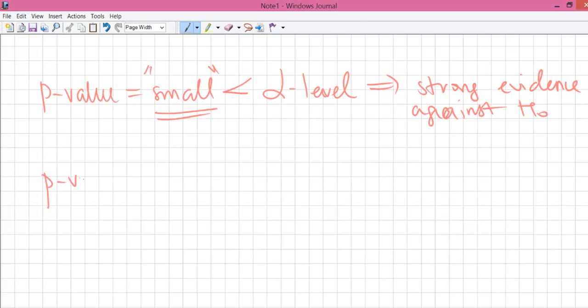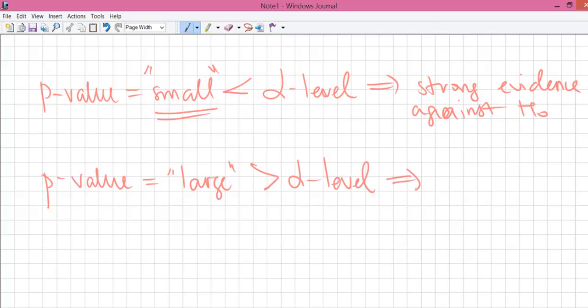If the p-value is large, I'm writing this sloppy, right? So p-value is large. What does that mean? Greater than alpha level, we don't have enough evidence. So this would be do not reject H naught, right? So do not reject H naught. This one is reject H naught.